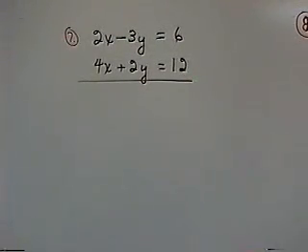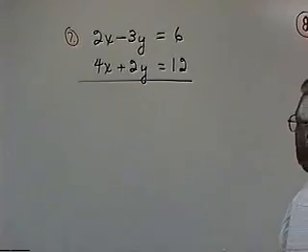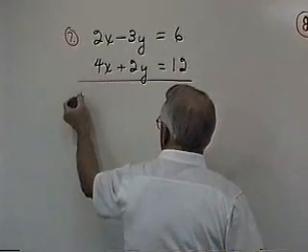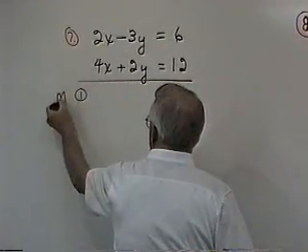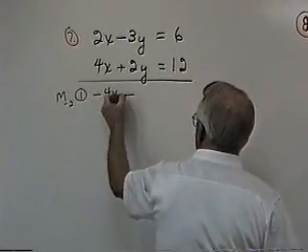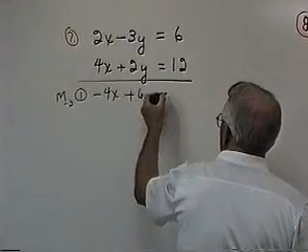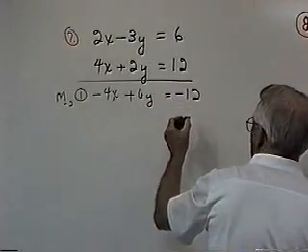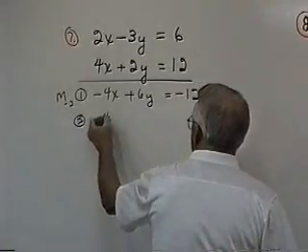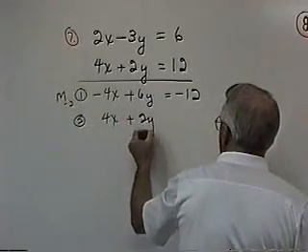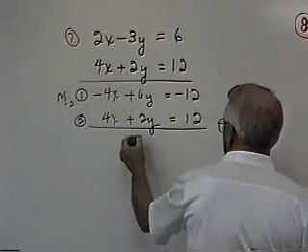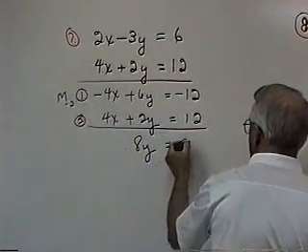Okay, looking at problem number 7. Now let's see, if we multiply the first one up here, so we'll take equation 1, multiply it by minus 2, so we get a minus 4x plus 6y minus 12. All right, taking the second equation and just writing it down. And now we add. Well, we get 8y is equal to 0.